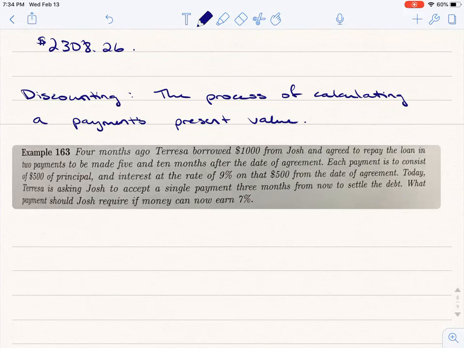That has to be a tick. And she's going to make payments 5 and 10 months after 4 months ago. Each payment is to consist of blah, blah, blah. And today, so we'll put a tick on for today. She wants to make a payment 3 months from now. So without doing any math, I'm going to guess there's 5 ticks on there. Some of those could coincide, but probably not.